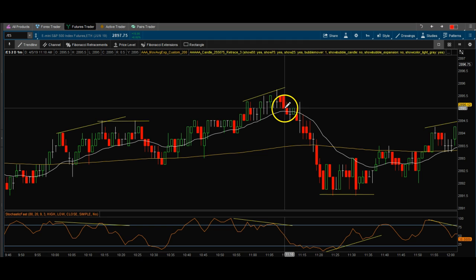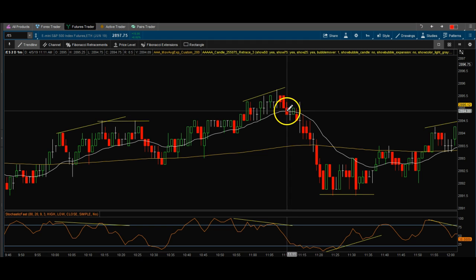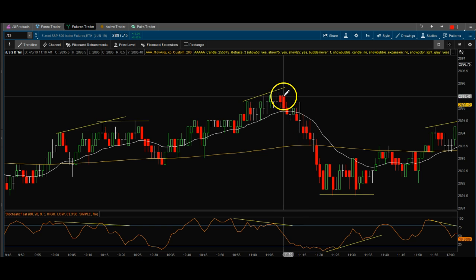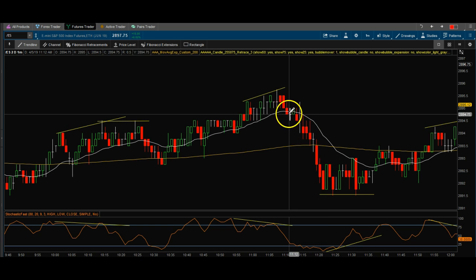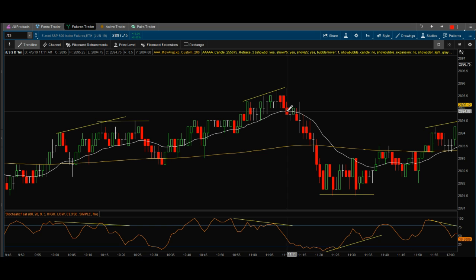But if you want to do multiple contracts, you can always scale out too, and as price keeps going lower, you could just keep moving the trailing stop of the other contracts lower. But for me personally, I just get in, get out of the market. That's one of the best trade setups that I'm currently doing, especially in low volume or low volatility markets like what we're seeing right now.